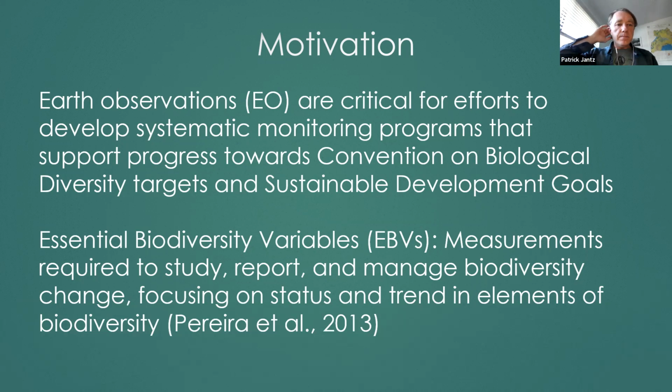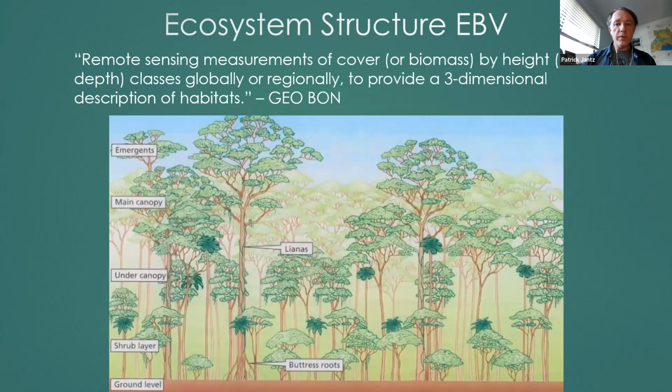And the basic idea is that we need to identify some subset of critical variables that we can use to report on and manage biodiversity change, that gives us information on the status and trends and elements of biodiversity, and to use Earth observations in order to maintain consistency and transparency. Of course, combined with field measurements, so that we get the full range of scales for those types of measurements and monitoring programs. And so there's a wide range of EBVs.